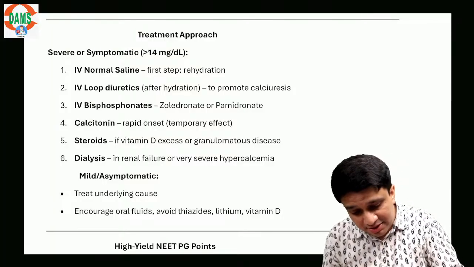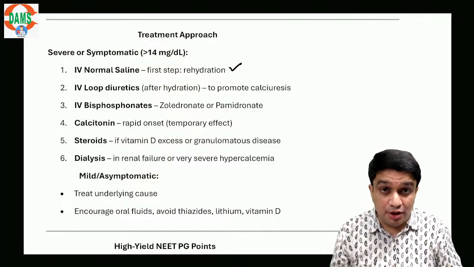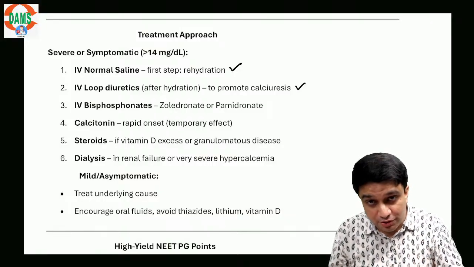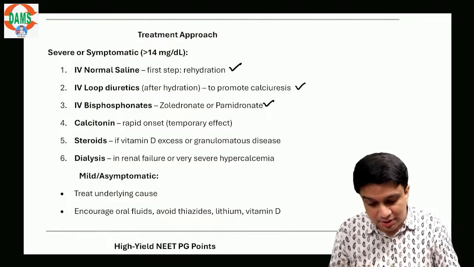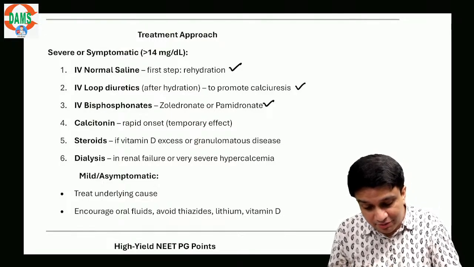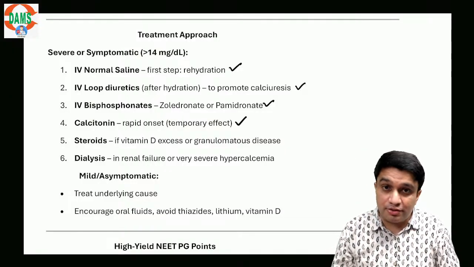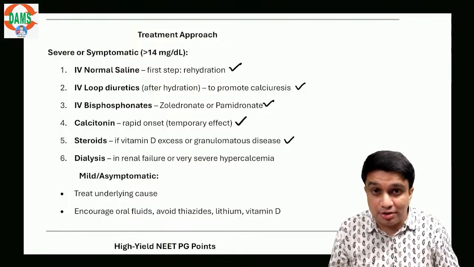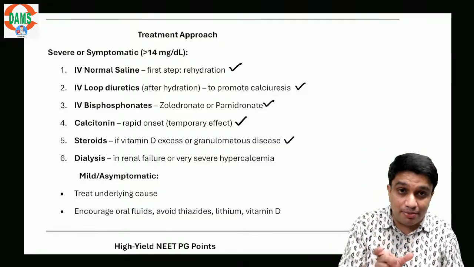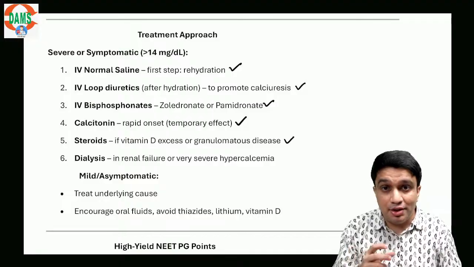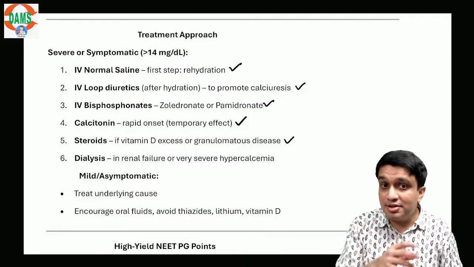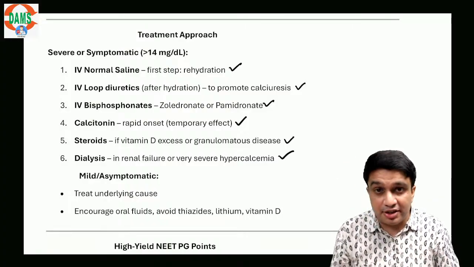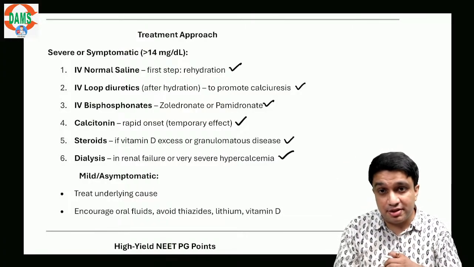Normal saline, please remember, is the first step. Loop diuretic to cause calciuresis is the next step. Bisphosphonates are the third step. Temporary effect can be given by calcitonin because of the rapid onset of action. And steroids are going to inhibit the formation of the active form of vitamin D. So it is quite helpful in patients with vitamin D excess and sarcoidosis, especially granulomatous disorders. Dialysis will come when there is renal failure and severe hypercalcemia seen in the patient.